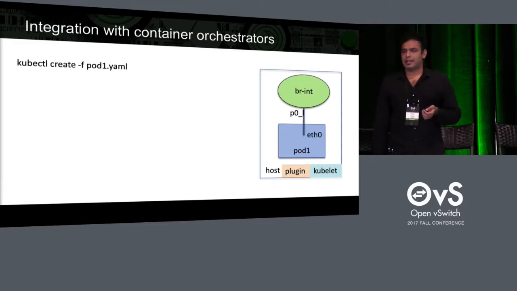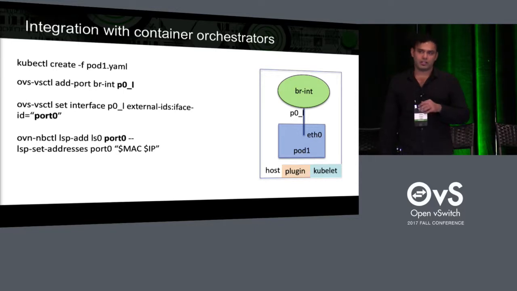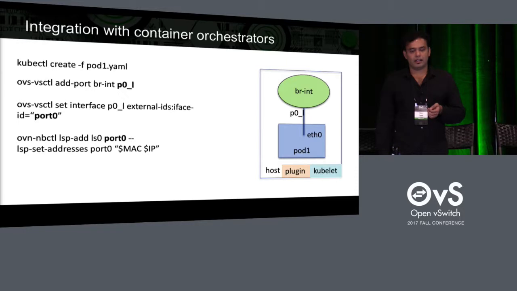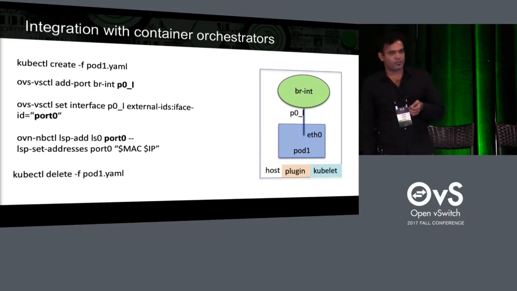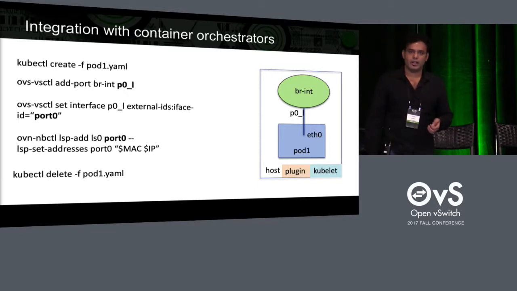So OVN's plugin will just create a veth pair, add it to the OVS integration bridge, give it a metadata, and make OVN calls to create that logical port. And when a pod is deleted by Kubernetes, we just do the reverse things. We delete the veth pair, delete the Open vSwitch port, and clean up OVN's database.